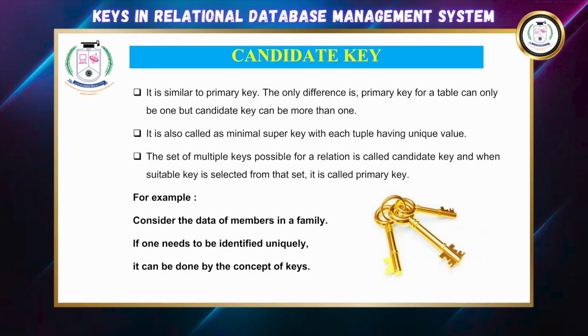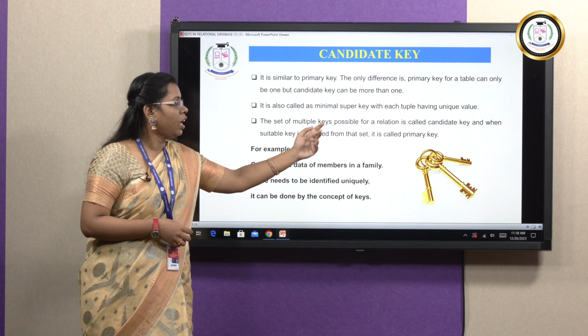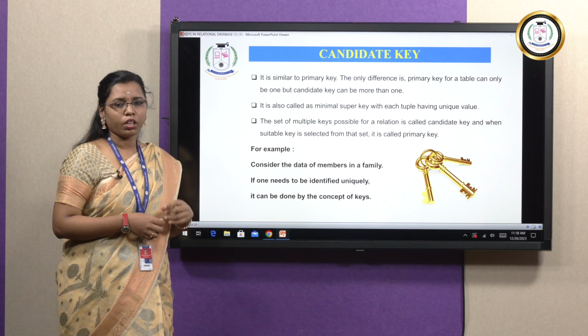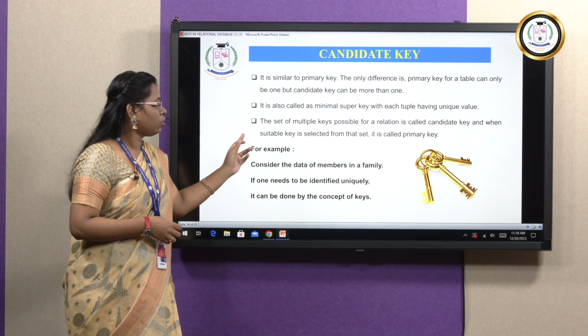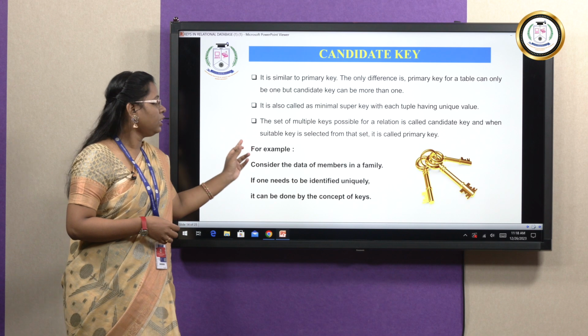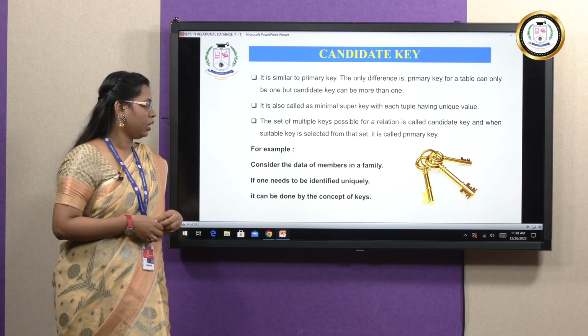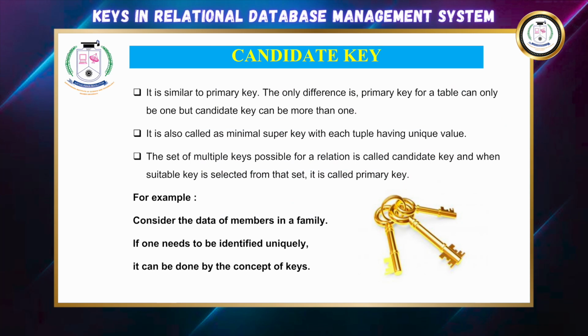The next one is candidate key. It is similar to the primary key, but the only difference is it can have more than one. It is also called a minimal super key, having each unique value, and it is also a set of multiple keys for a relation, and the suitable key selected from the set is called the primary key. So let us take a simple example of the data members in a family.